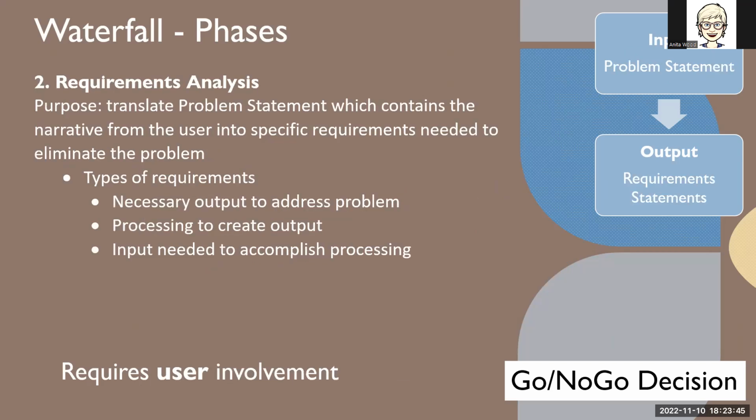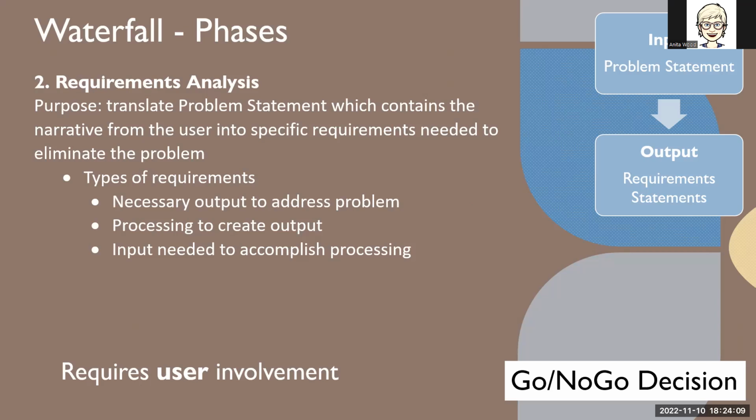The next phase is the second phase. It's requirements analysis. We reach this phase with an understanding of the problem, and we have the problem statement document providing us the details. Now we need to determine various requirements that are needed to eliminate the problem to the best of our ability. Nothing's 100%.